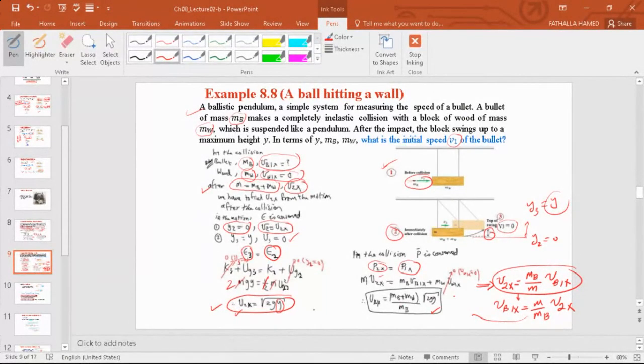So with this simple experiment, if you just measure the maximum height the wooden block can achieve, you can basically figure out the initial speed of your bullets. That's a practical way of doing that. Is this clear? Any question on this? So we use here conservation of total mechanical energy, and we also use conservation of momentum to basically figure out the speed of a bullet. Is this clear? Any question on this?